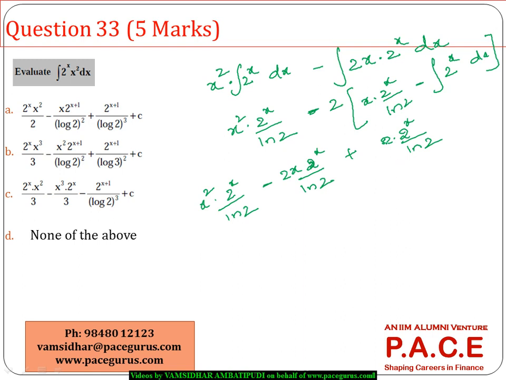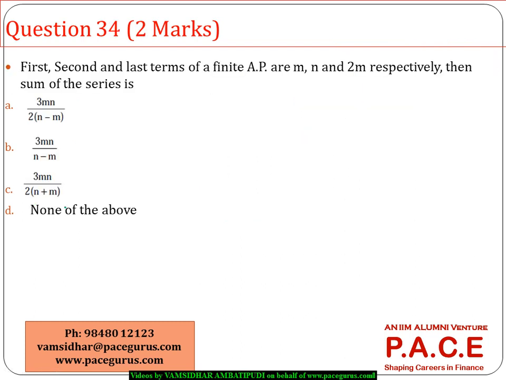So in this case, I can very well mark the option choice D as the answer. Moving on to the next question here. The first, second and last terms of a finite AP are these. First term, so a equal to m. The second term, which is a plus d, equal to n. So from here I know that the difference is n minus a, or n minus m.